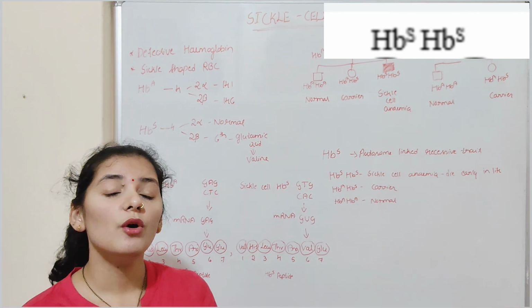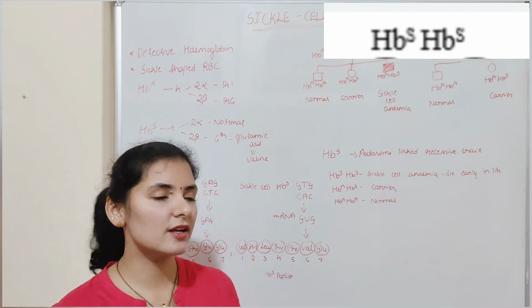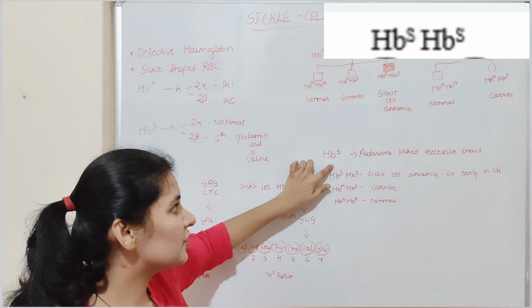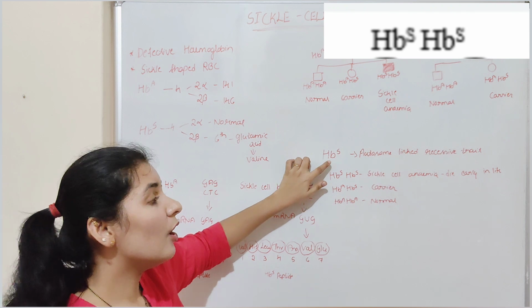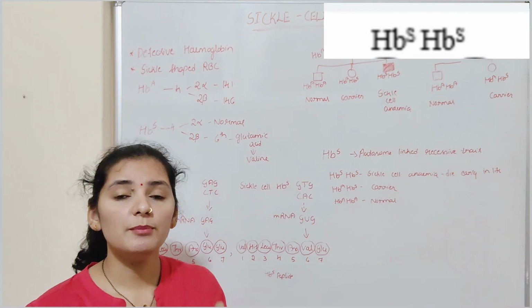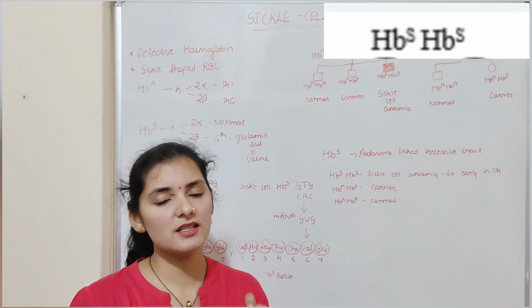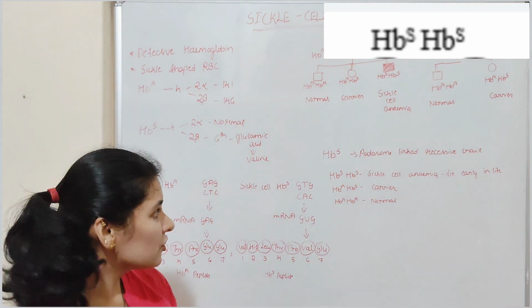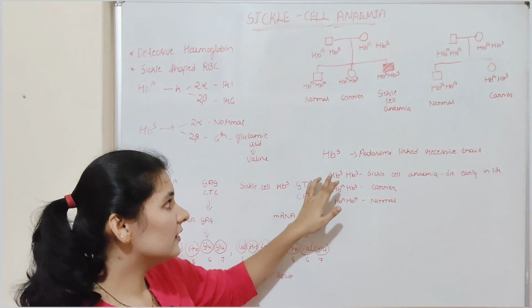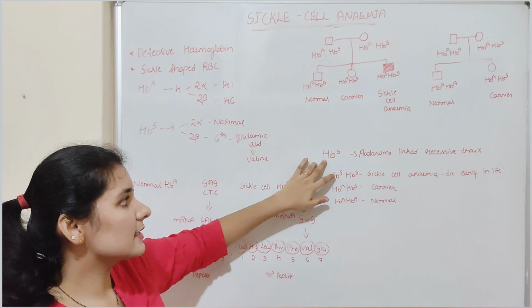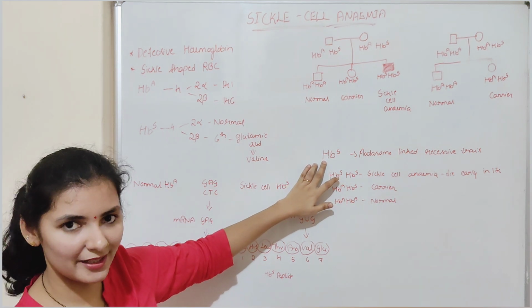Or in other words, when both chromosomes of the homologous pair have this abnormal gene, or gene for sickle cell anemia, only in that condition will that particular individual suffer from the symptoms of sickle cell anemia. So these are the three conditions in which this abnormal gene, or gene for sickle cell anemia, can be present in different individuals.